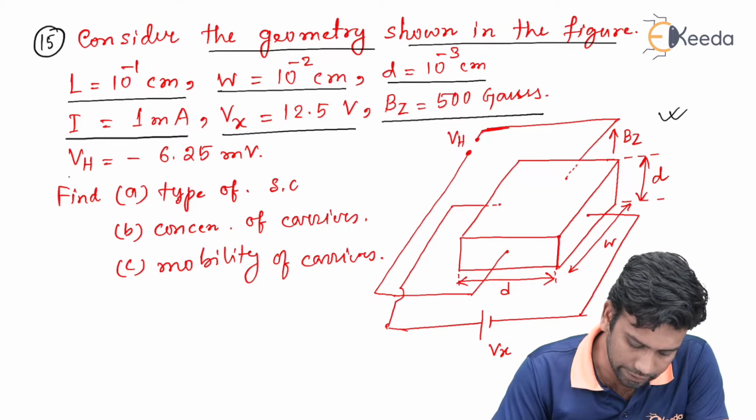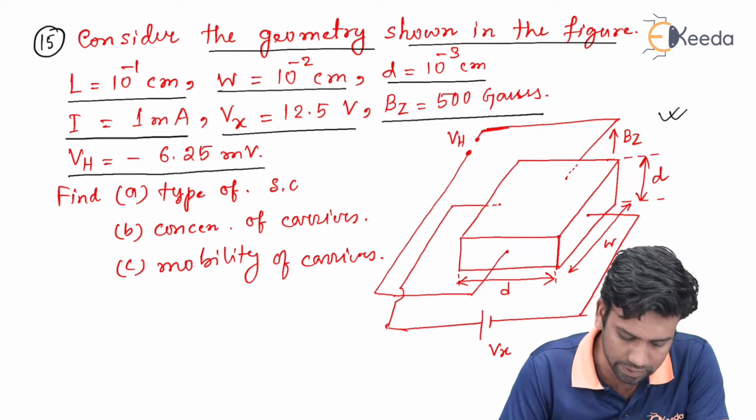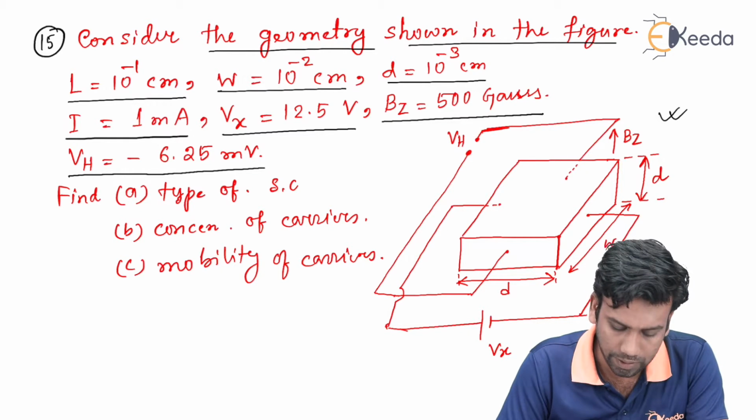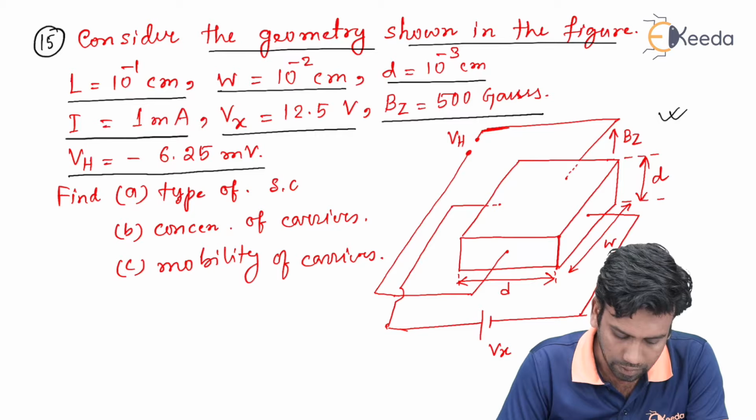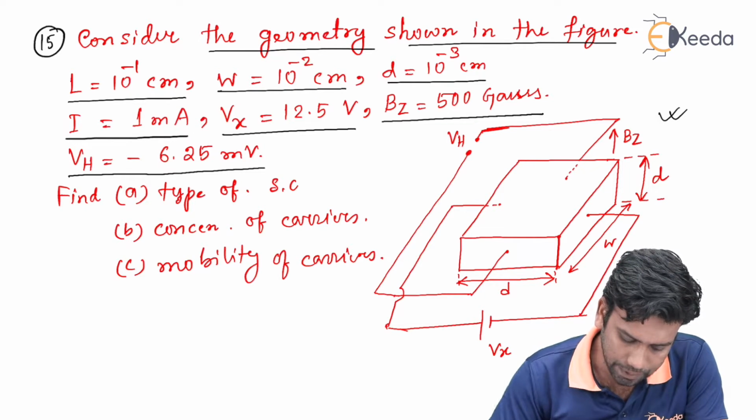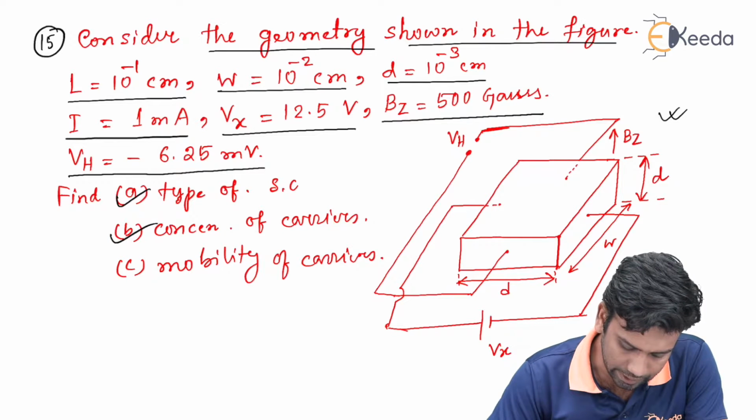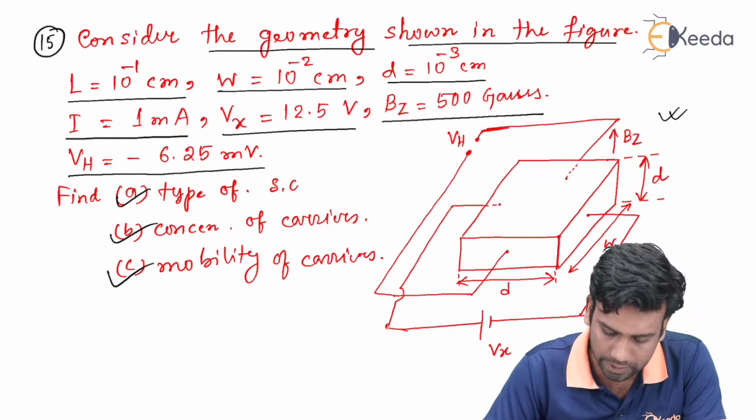And the Hall voltage Vh is given by minus 6.25 millivolt. We have to find the type of the semiconductor, the concentration of the carriers and the mobility of the carriers.